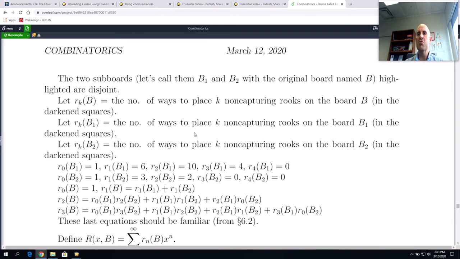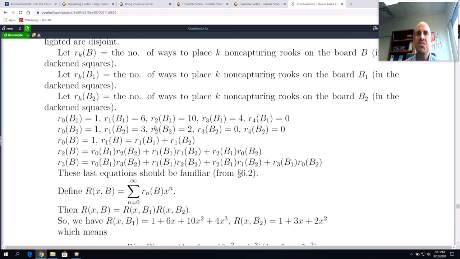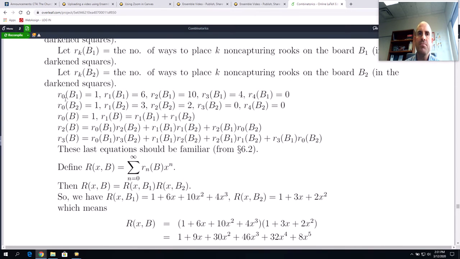the number of ways to place K non-capturing rooks on board one, and similarly for board two, all right? So here's a basic observation. How many ways are there to place zero rooks? That's what R sub zero of B1 is. How many ways are there to place zero rooks on board one? Well, one, you just don't put anything. You just sit there.